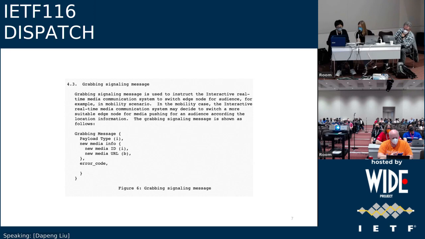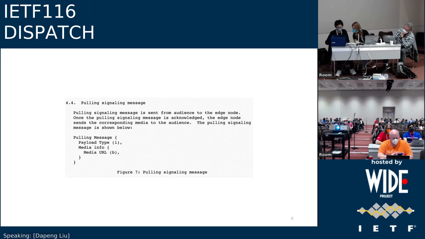And the next ones are the two very basic messages. The first is the pulling signaling message. It has a payload type and a media information structure, which has a media URL. The last one, the pushing signaling message, is very similar to the previous one. It has a payload type and also a media information structure, which contains the media URL. Okay, I think that is the end of my presentation.